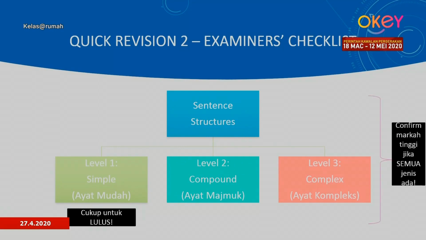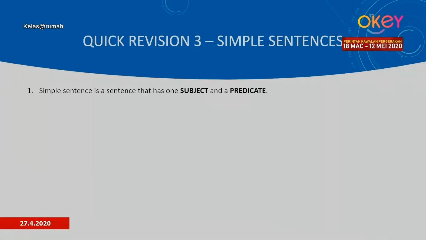However, you need to use variety of sentence structures to convey your message in order to get decent marks in UPSR. Let's do a quick revision on how to construct the simple sentence. The first question that you need to understand, what is a simple sentence? Well, a simple sentence is a sentence that has a subject and a predicate. Too tough to remember? Have you heard of the formula SVO? Yes, it is. A simple sentence consists of a subject, a verb, and object.